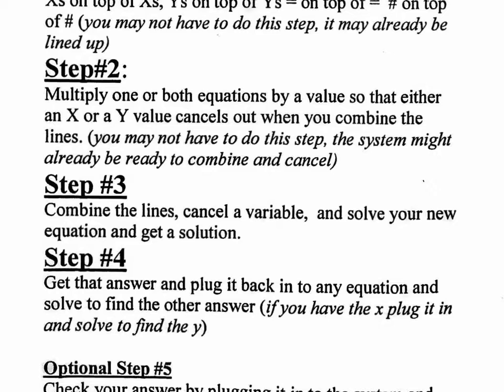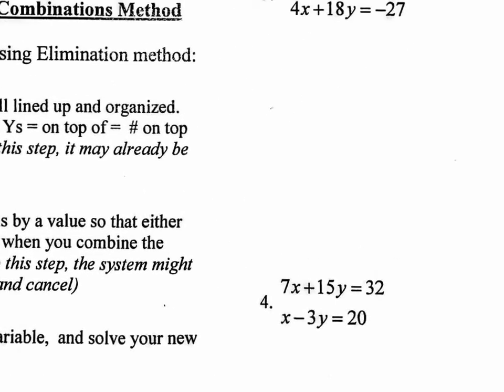So what I'm trying to get at here on step 2 is if it's not ready to cancel, if your variables don't cancel, you need to multiply one or both equations to get a variable to cancel. Okay? Once again, multiply one or both equations by a value so that either an X or Y value cancels when you combine them.